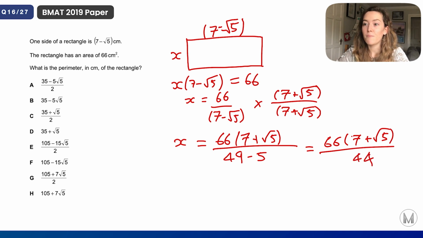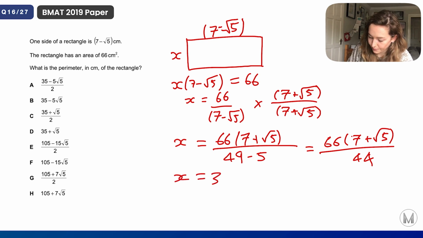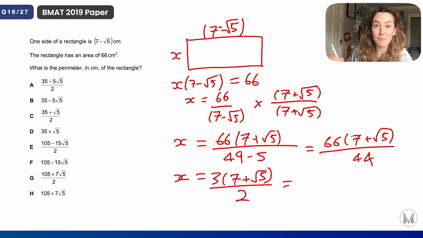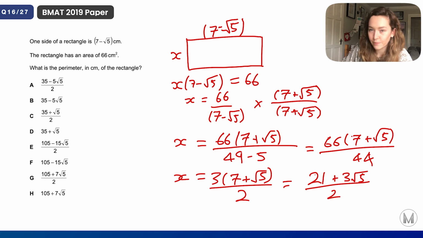I can see that both of these are divisible by 22. 66 and 44 are these two numbers here. So I'm going to divide it by 22. So X is equal to 3(7 plus root 5) over 2. And finally, I'm going to expand that bracket. So it's equal to 21 plus 3 root 5 over 2.